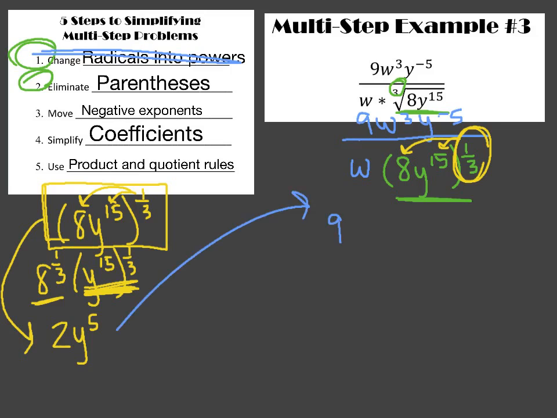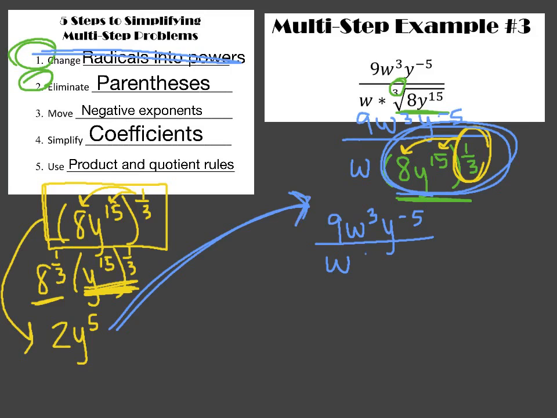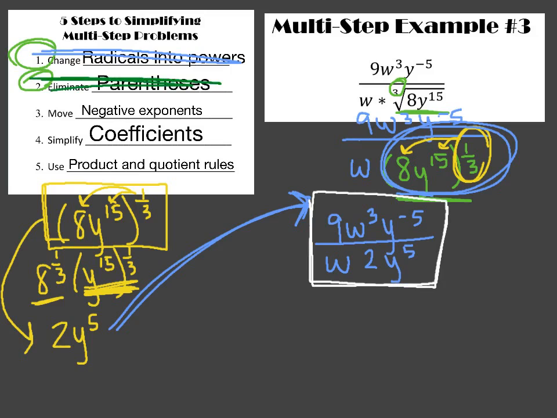The top of my fraction is staying 9w to the power 3, y to the negative 5th. All divided, the w in front is staying, but I'm replacing this parenthesis part with the answer that I got off to the side right here. So 2y to the 5th. So I am now done. I don't have any more parentheses. When I look at where I am right now, at this step, I don't have any parentheses left. So I'm done with step number 2 up here.